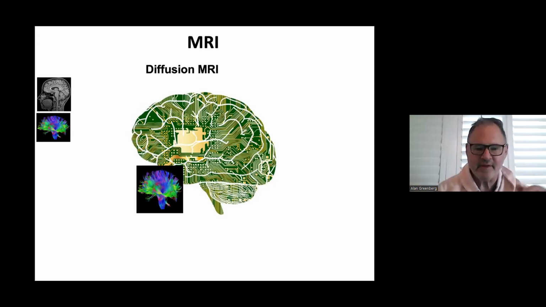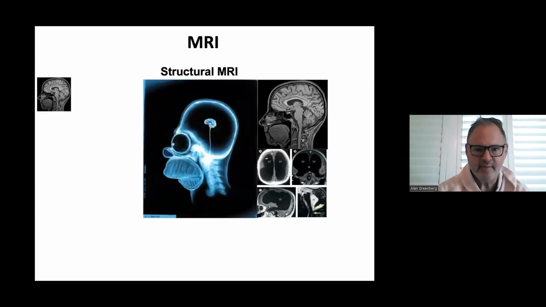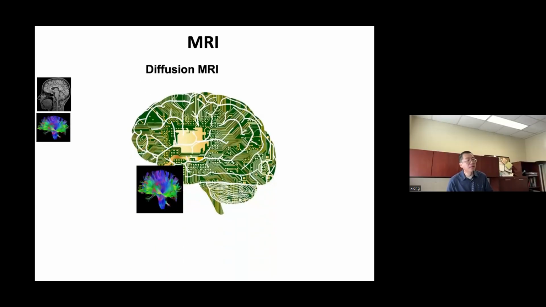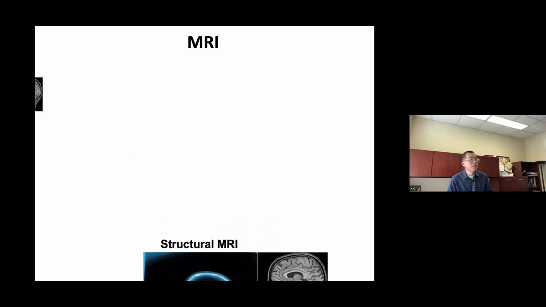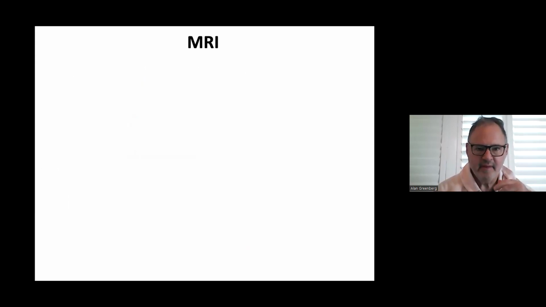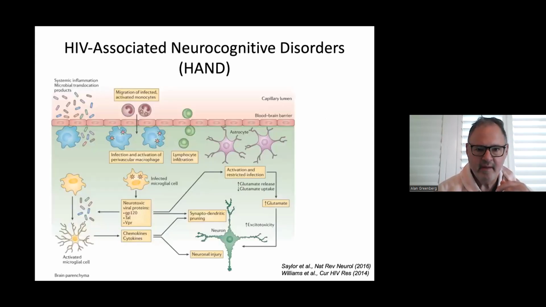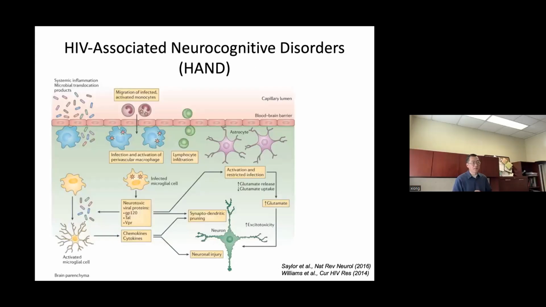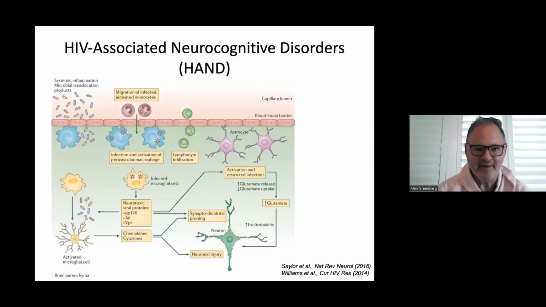Hey, can you go back to the schematic about the blood-brain barrier? Which one? The schematic, go back. This one. Yeah. Migration of activated monocytes. Sanjay, a question for you. Is this where the platelets come in? Because I remember your talking about the platelets bringing neurons across the blood-brain barrier.